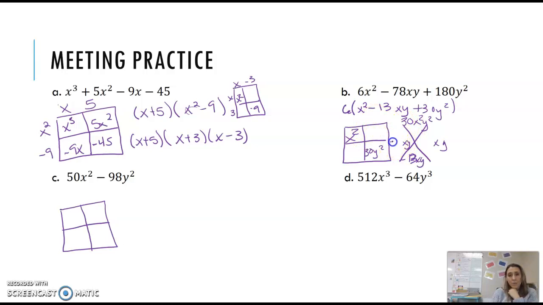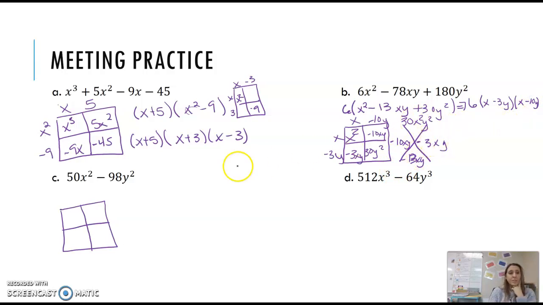And then we just need to figure out what are the factors of 30 that add up to negative 13. They're both going to be negative. And I'm going to do 10 and 3. So I get negative 10xy, negative 3xy. Greatest common factor here is an x. And we get an x there. Then we can do negative 10y and negative 3y. So our final answer is, this 6 is still part of our answer. So we end up with 6 times x minus 3y times x minus 10y.